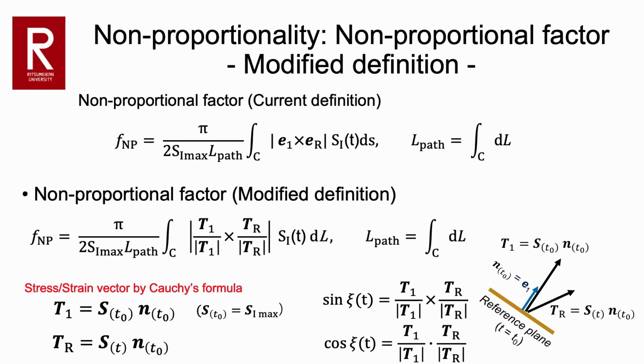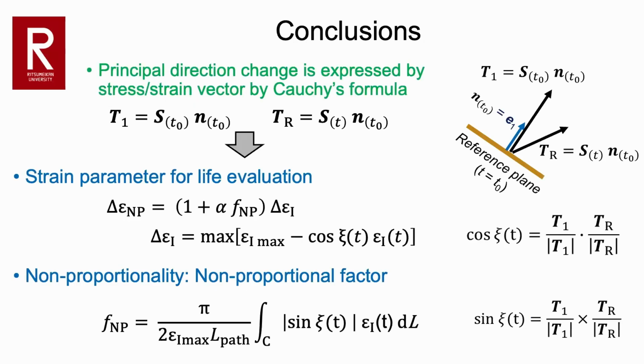Okay, so finally, this is the conclusion. By the principal direction change expressed by the stress and strain vectors by Cauchy's formula, using this relation, we can obtain the stress and strain. This is the strain parameter for life evaluation, and the non-proportionality for life evaluation. It's a very simple formula.